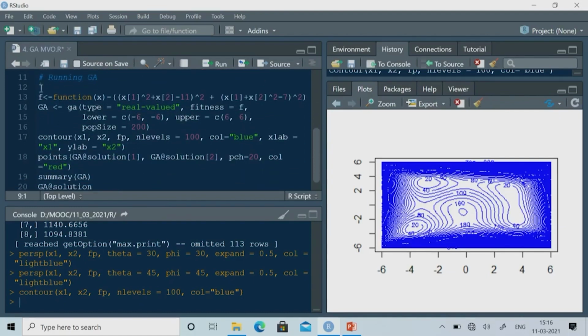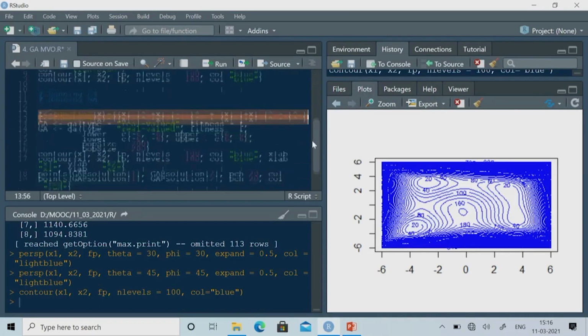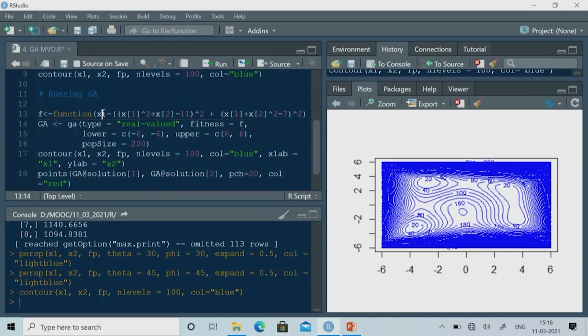So, for applying GA, you have to write a function in terms of x. I cannot define x1 and x2 here. x is an array, and in it we have x1 and x2. So, this is x1 and this is x2. I have to write this function in this way to implement it. I cannot write the function like x1 and x2, the only thing I have to put is x. Okay, so I am writing this function.